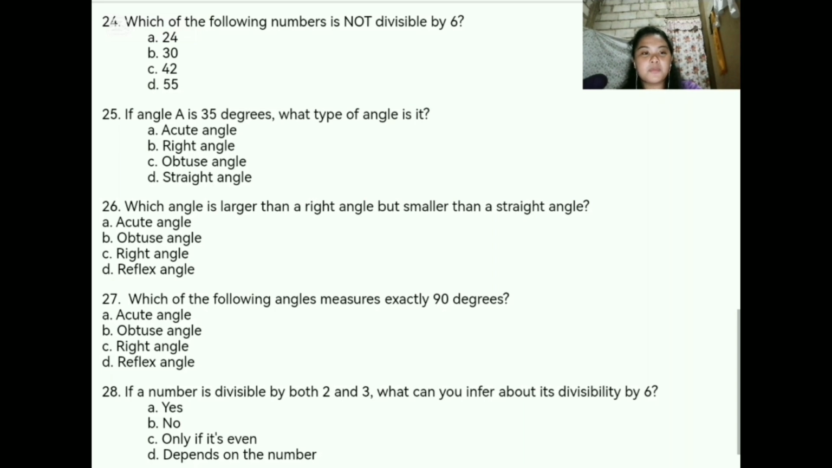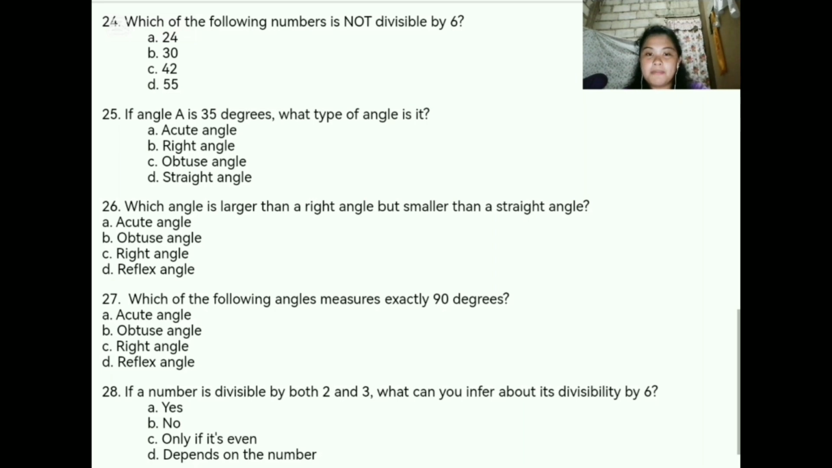Okay, next is number 26. Which angle is larger than a right angle but smaller than a straight angle? So the correct answer for this number is letter B, obtuse angle. So let's rationalize first the choices. So A is incorrect because an acute angle measures less than 90 degrees. So the question is larger than a right angle. A right angle is exactly 90 degrees. So acute angle is already incorrect.